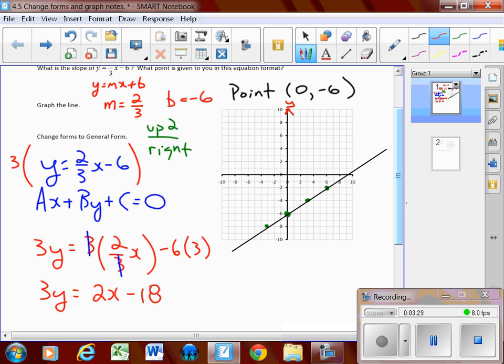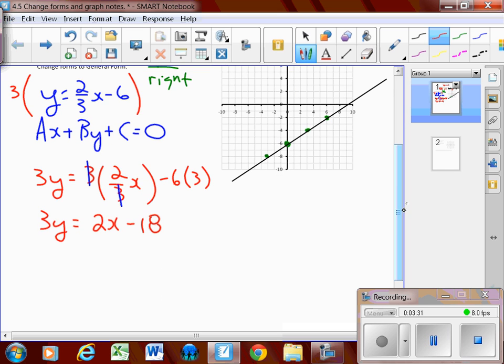So the last step to make this into general form is to rearrange. I'm going to rearrange by subtracting 3y from both sides. My equation then is 0 equals 2x minus 3y minus 18.